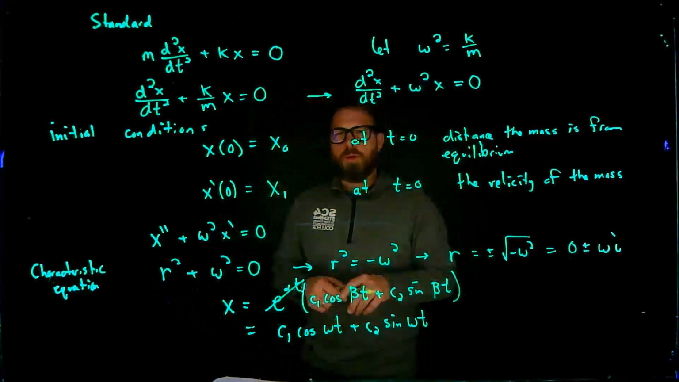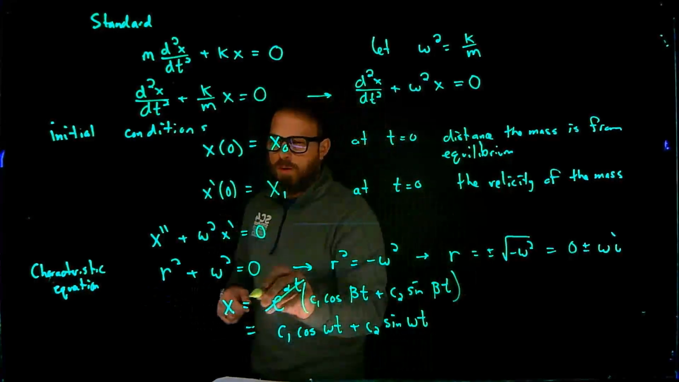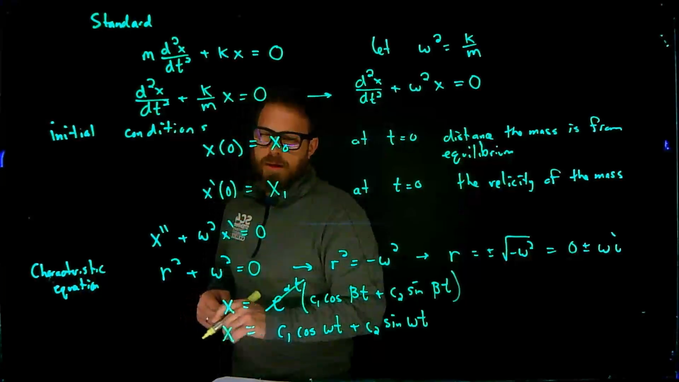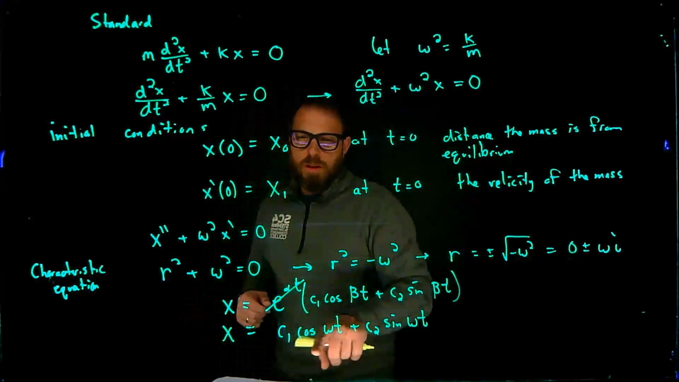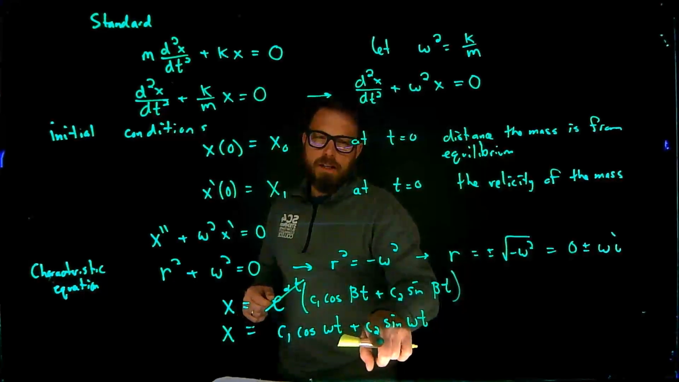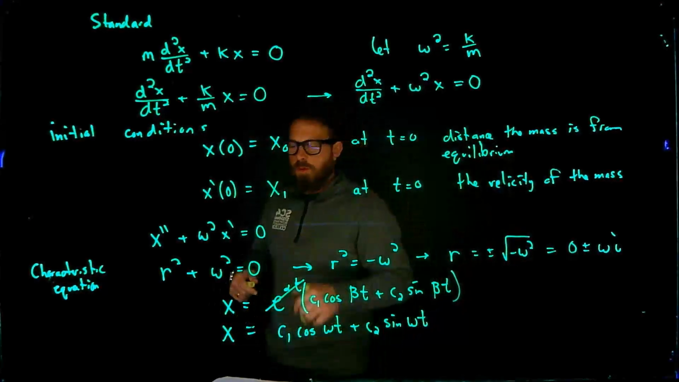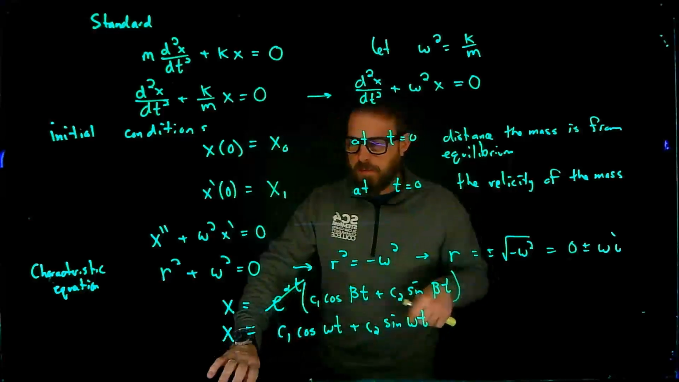When we do the auxiliary equation for this, sometimes we like to write this as a single trig function. So a lot of times we'll put the c1 in front of the sine instead, and the c2 in front of the cosine instead. And we'll get there after our next example.